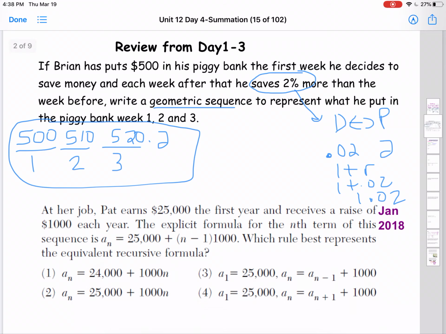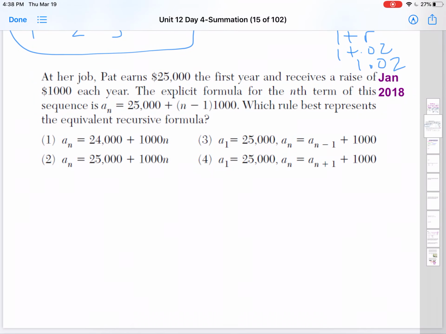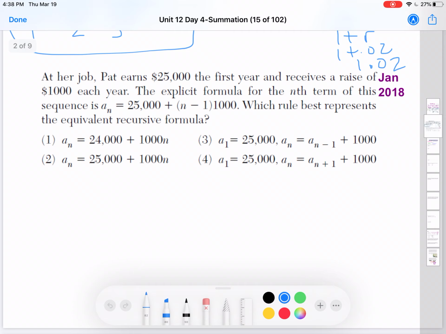Remember, you can always pause, rewind, listen to it again, whatever you want to do. I'm just going to try to keep going so I do not make crazy long videos. All right, another Regents question, review. It says here, at her job, Pat earns $25,000 the first year, so that seems like my a sub 1, and receives a raise of $1,000 each year. The explicit formula for the nth term of the sequence is, which rule represents the equivalent recursive?